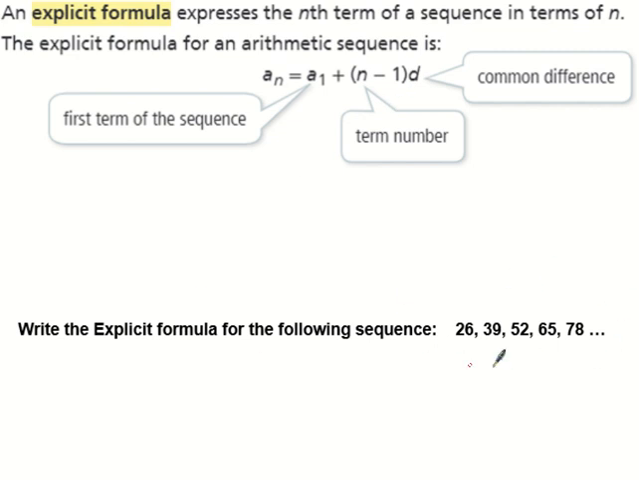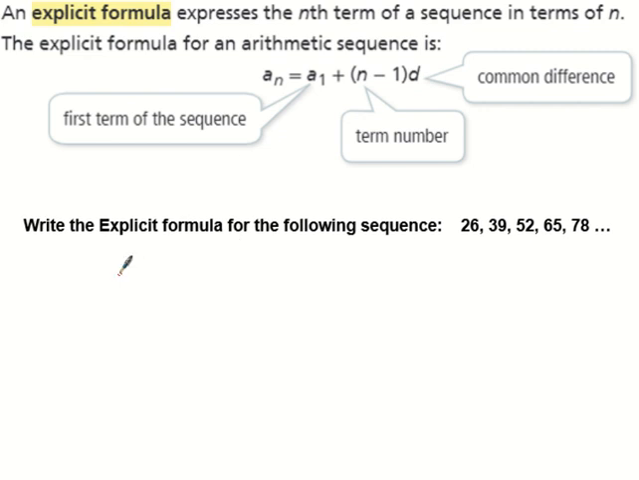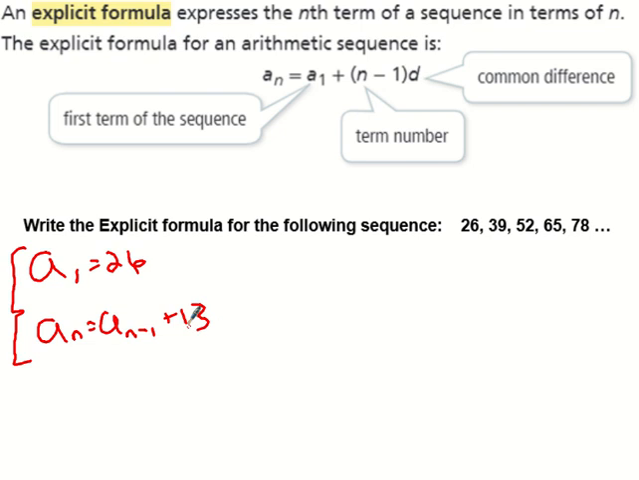So let's use our same example that we've been working with. We knew the recursive formula. I'll just rewrite it real quick. We're at 26, and then the nth term was the previous term plus 13. That's recursive. For explicit, I'm going to fill out my nth term is equal to my first term, which is 26, plus n minus 1 times 13. I like to write my multiplication in parentheses. This would be the explicit formula.